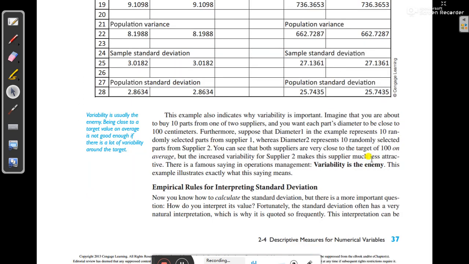Okay, here one point is that variability is the enemy. You can find this, and it is very famous in operations management. If the distribution is higher, then it will become more of a problem. If the distribution is closer to the mean, then it will be very good for understanding the people. Otherwise, those values become more unpredictable if they are farther away from the mean.